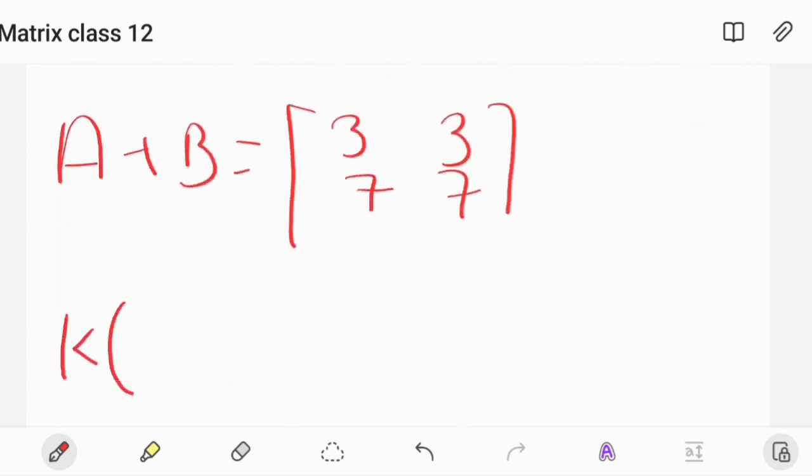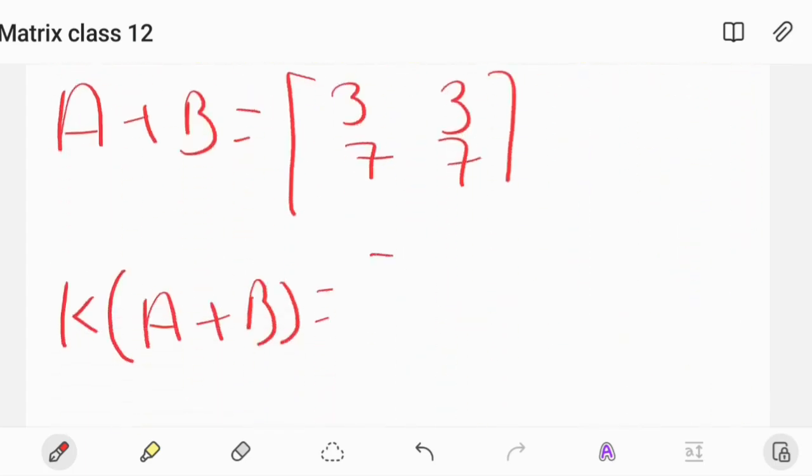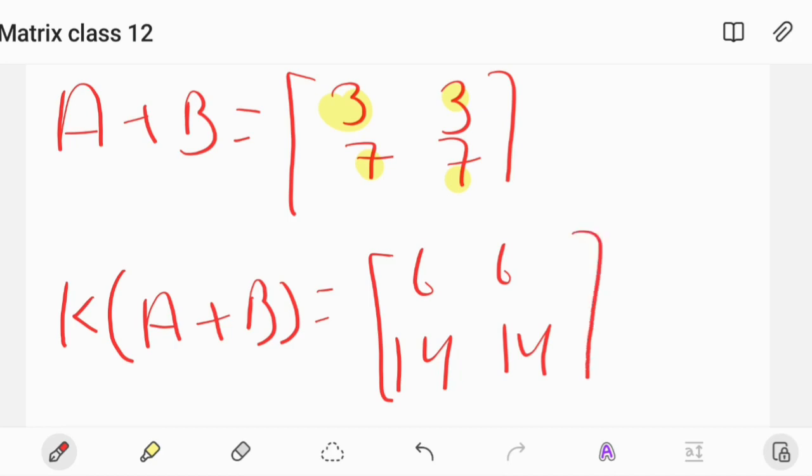And k times (A plus B), what is k? K is 2. So 2 times this is what? How do I define the multiplication of a matrix by a scalar? Just simply multiply the scalar with each and every entry in the matrix. So when I multiply 2 with all these, I get 6 6 14 14, right?